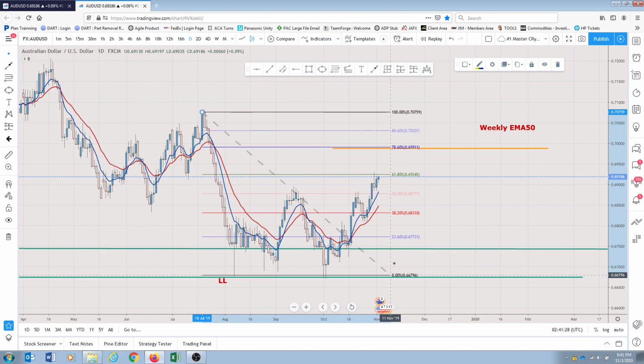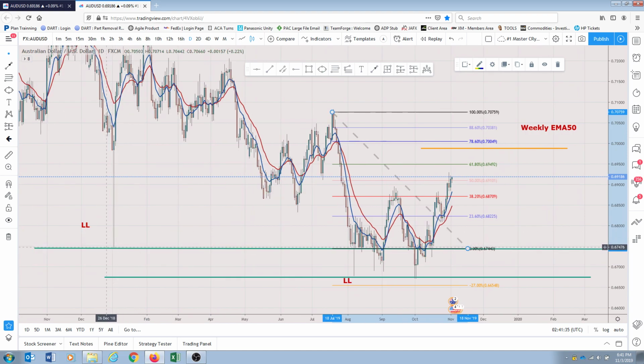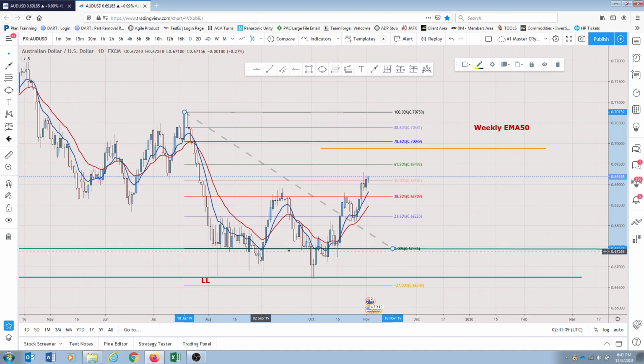But if I move this around a little bit, this is a significant level because it found support here, and clearly it's finding support here. So this time I ran fibs from here down to here, and just play around with it and see what you see.